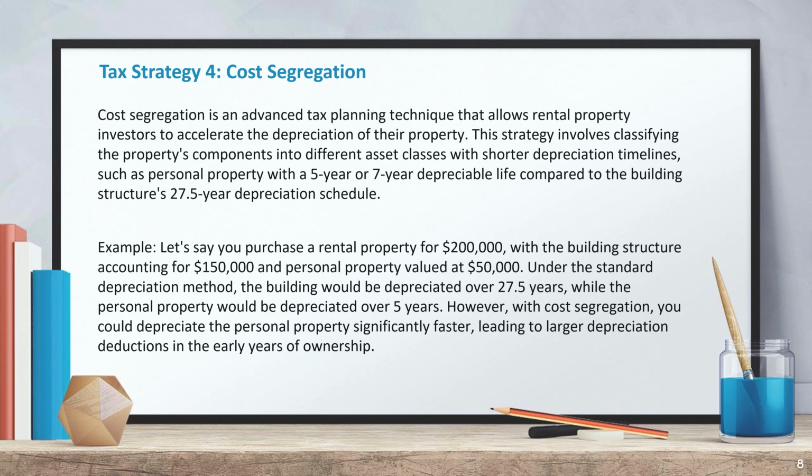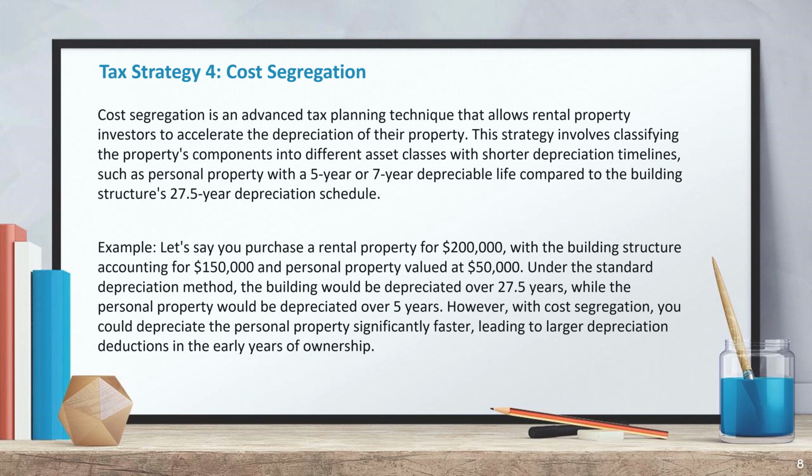Cost segregation is an advanced tax planning technique that allows rental property investors to accelerate the depreciation of their property. This strategy involves breaking the property's components into different asset classes with shorter depreciation timelines, such as personal property with a 5-year or 7-year depreciable life, compared to the building structure's 27.5-year depreciation schedule.